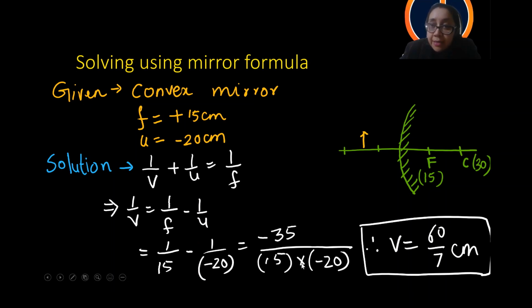And now we'll do the LCM. LCM becomes 15 times minus 20. The minus sign on the both numerator and denominator cancels out, and your image distance comes out to be 60 upon 7. You can pause the video later on and you can re-verify the answer. So our image distance is 60 by 7.